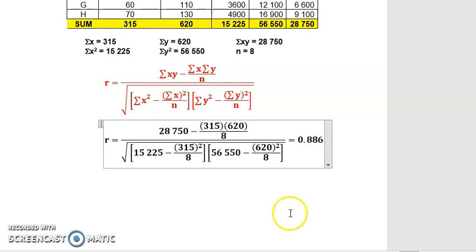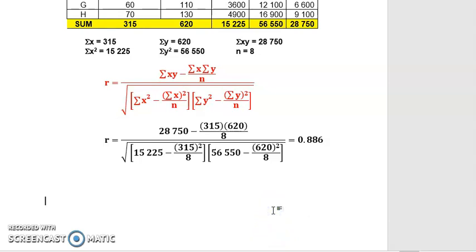So remember, when we calculate the correlation value r, it must be between negative 1 and positive 1. You cannot get a value beyond negative 1 to positive 1. So here we get 0.886. Okay, how to interpret correlation?